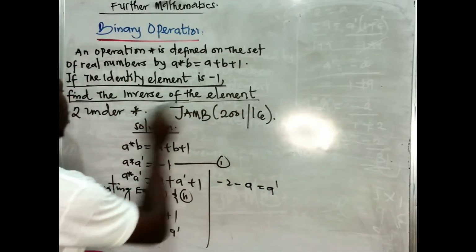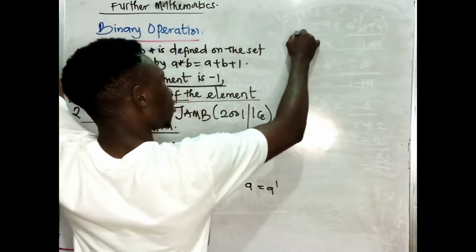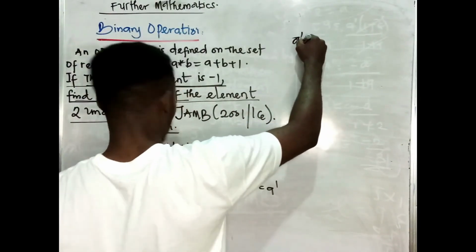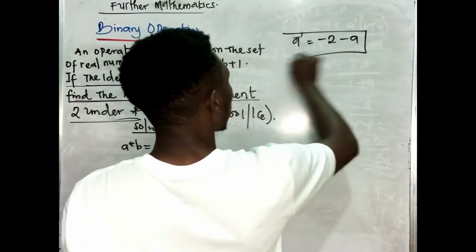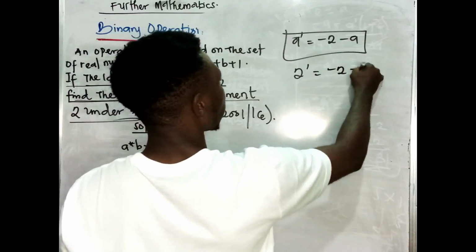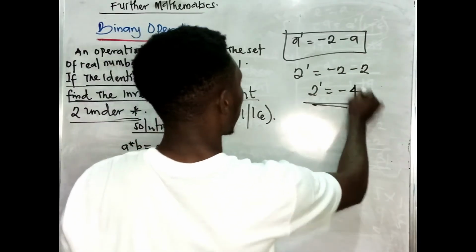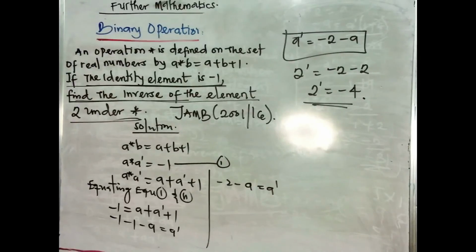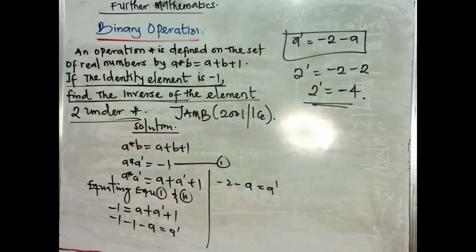Now the question asks you to find the inverse of the element 2 under the operation. So a inverse is equal to minus 2 minus a. This is your inverse. So 2 inverse is equal to minus 2 minus 2, so your 2 inverse here is equal to minus 4. And that is your answer for this JAMB question that came out in 2001, question number 16.